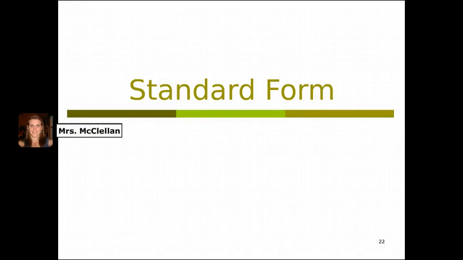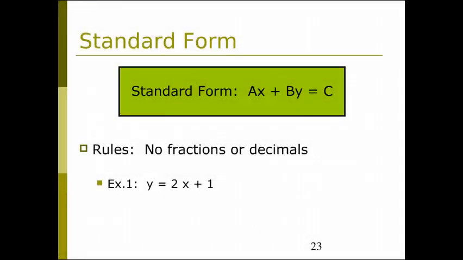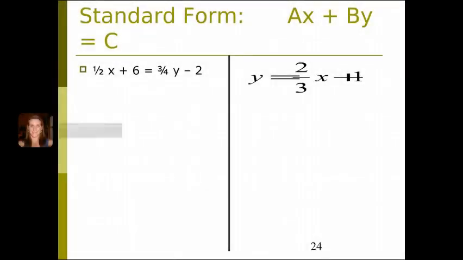Okay, so in the last several slides we were talking about slope-intercept form. Now we're going to talk about a different form of equation known as standard form. Again, we are solving for standard form, which is ax plus by equals c. Remember from the slide just before, in standard form, a, b, and c cannot be fractions or decimals.